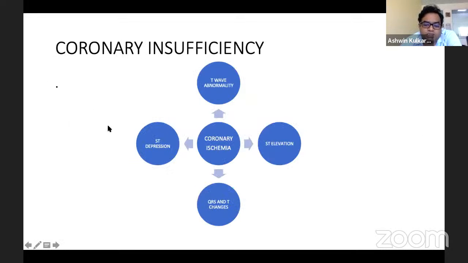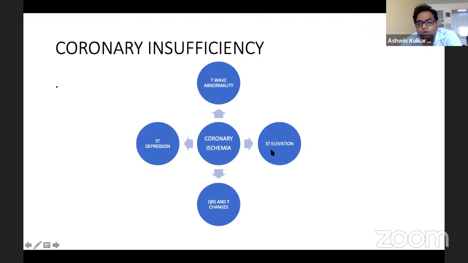Coronary insufficiency. So now we have dealt with the ST segment elevated MIs. Now a few slides on coronary ischemia. Whenever there is coronary ischemia, four things can happen, as I mentioned in the earlier slides. There can be ST segment elevation and there could be ST segment depression. You'll be surprised that even though there is no infarction, how can there be ST segment elevation?